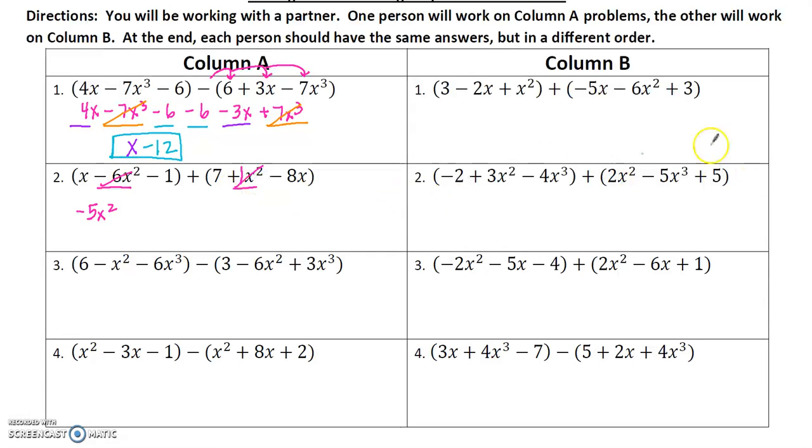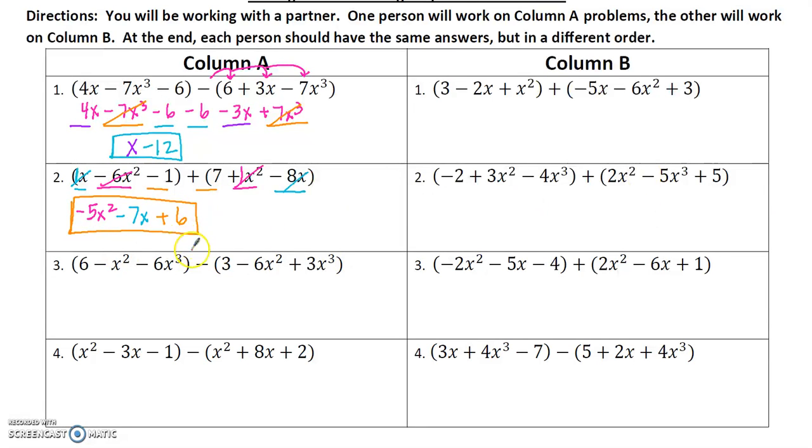Next one. Moving on down, I have an x, and then I have a negative 8x. So again, an understood 1 here. So 1 minus 8 will leave me a negative 7x. And then the only thing I have left are numbers. So I have a negative 1 and a positive 7. So that will leave me a positive 6. So here's the answer for number 2.